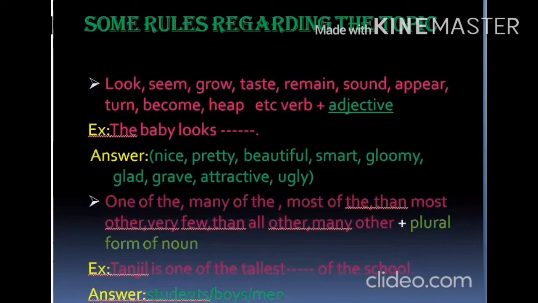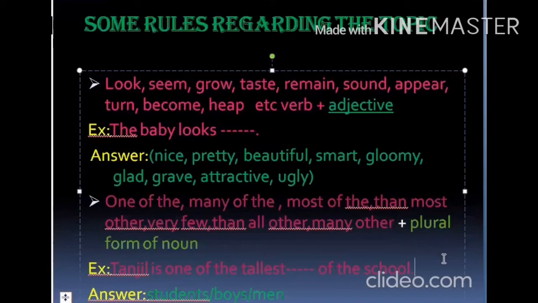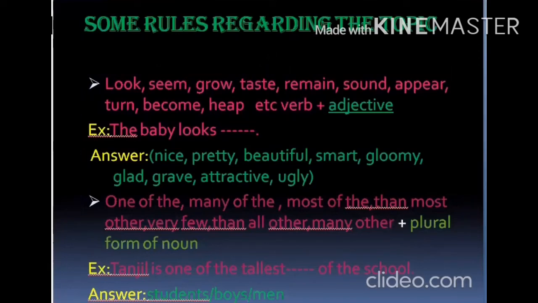Next rule, it is also another very common rule. One of the, many of the, most of the, most other, very few, all other, many other, then the plural form of a noun. If you find any gap after these phrases, always use a plural noun. I have written here: Tanzil is one of the tallest blank of the school. Tanzil is one of the tallest students, one of the tallest boys, one of the tallest men. I think these concepts are clear to you.